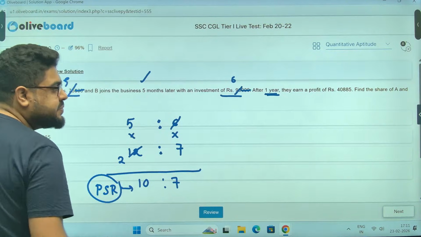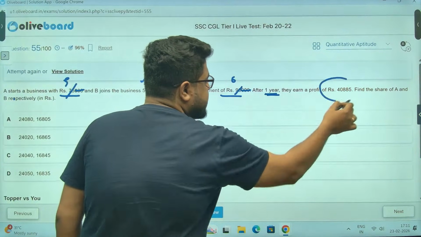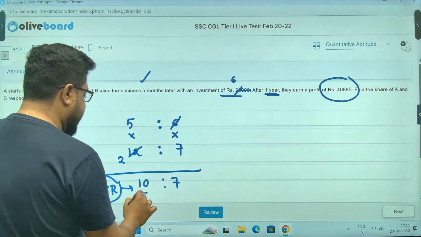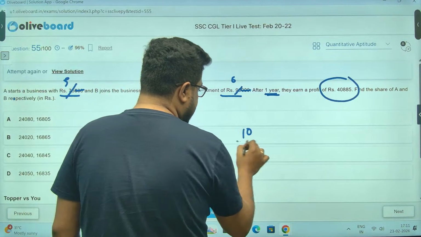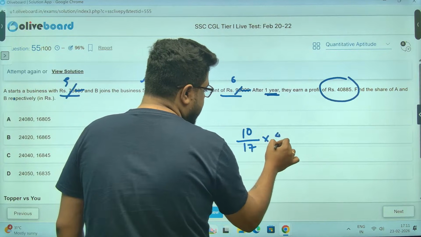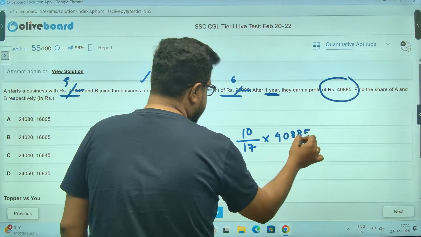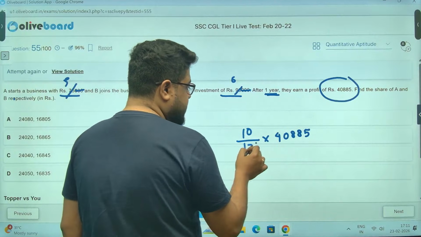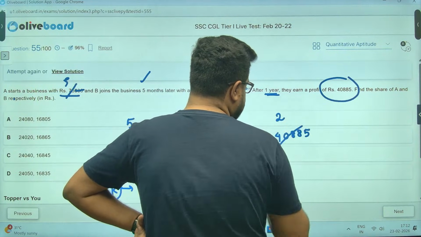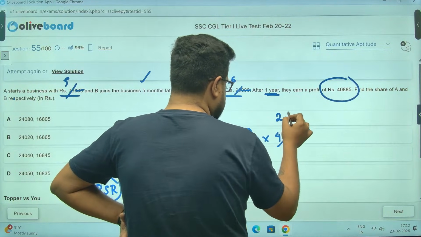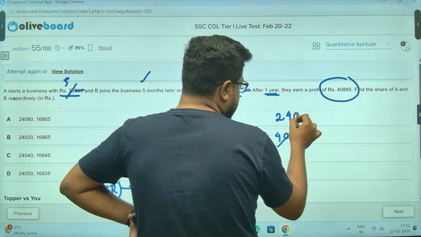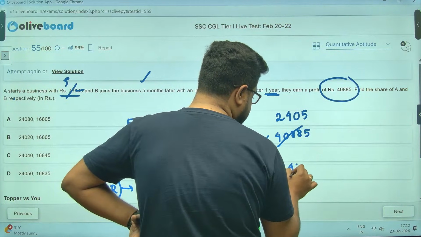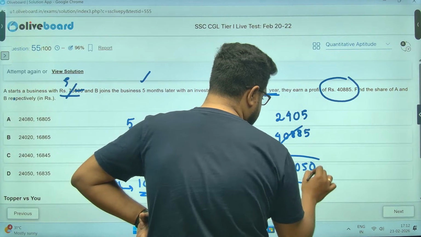Investment into time. Sir, profit is this total. They are asking the share of A and B. Sir, let's find A first. 10 out of 17 parts of 40885. Let's do this, sir. 17 twos are this, 68. 4s are this, 05. 2404, 24050. That is for A.